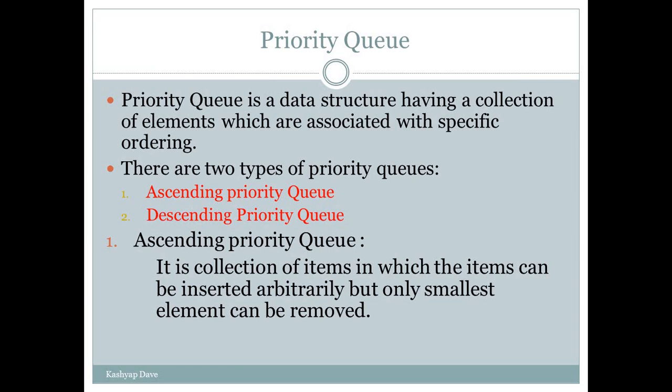First, the ascending priority queue. It is a collection of items in which an item can be inserted arbitrarily, but only the smallest element can be removed. So in an ascending priority queue, we can add data in a sorted manner, but we can delete data from the front only, and it will be the smallest element of that queue.